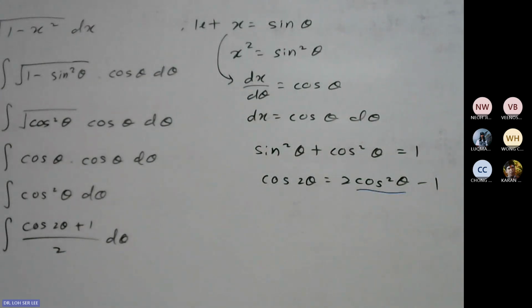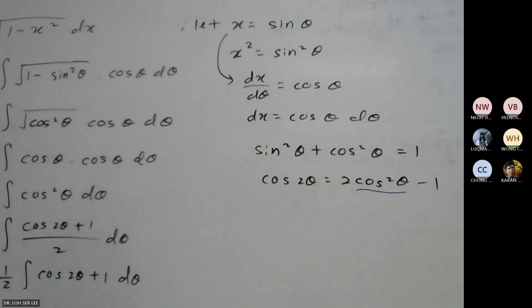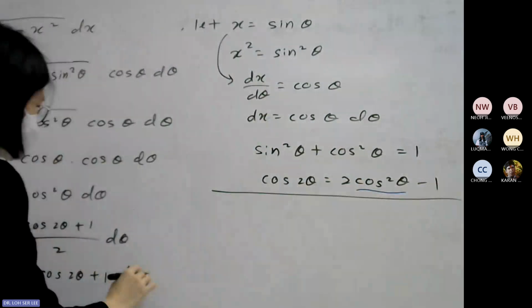So you can factorize the path. Then only you integrate this function. Okay, this one I continue here.